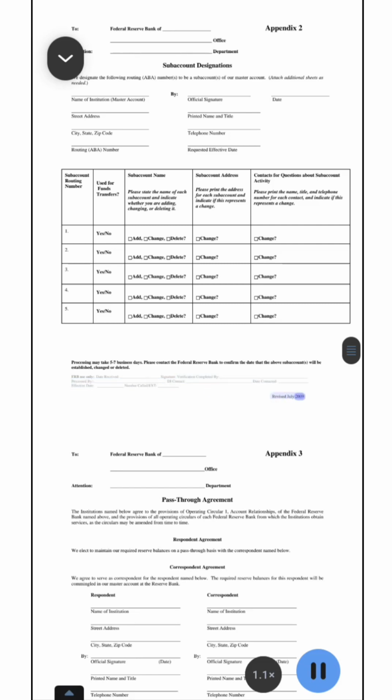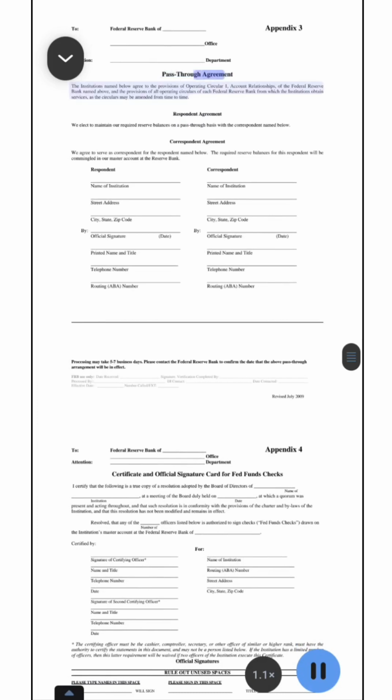Revised July 2009. Pass-through agreement. The institutions named below agree to the provisions of Operating Circular 1, Account Relationships, of the Federal Reserve Bank named above, and the provisions of all operating circulars of each Federal Reserve Bank from which the institutions obtain services, as the circulars may be amended from time to time.